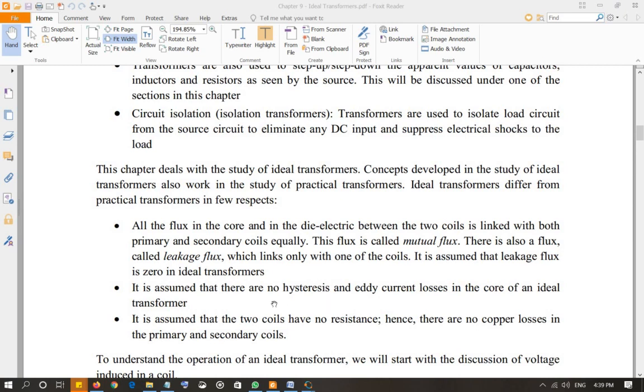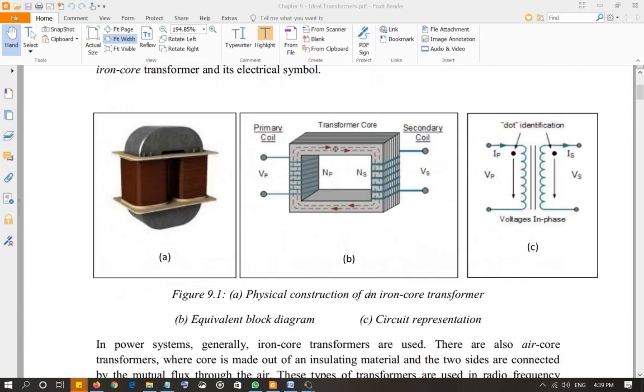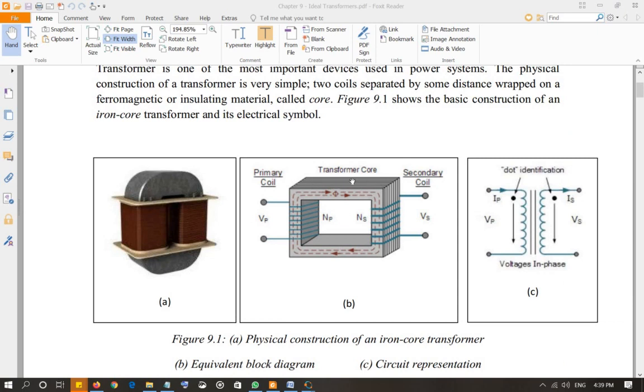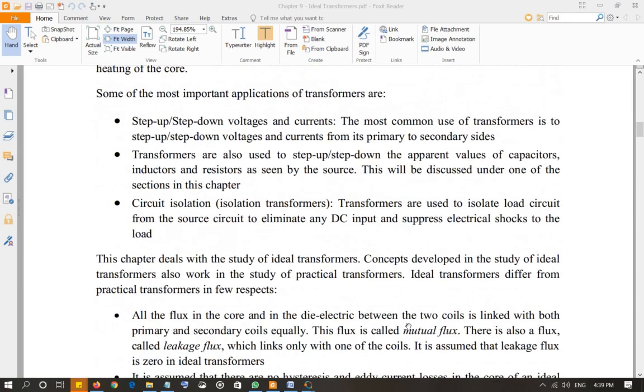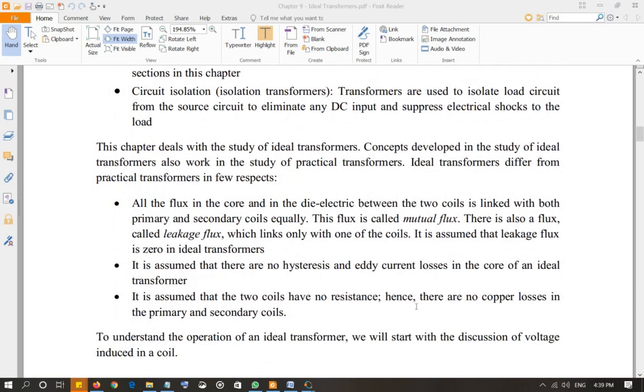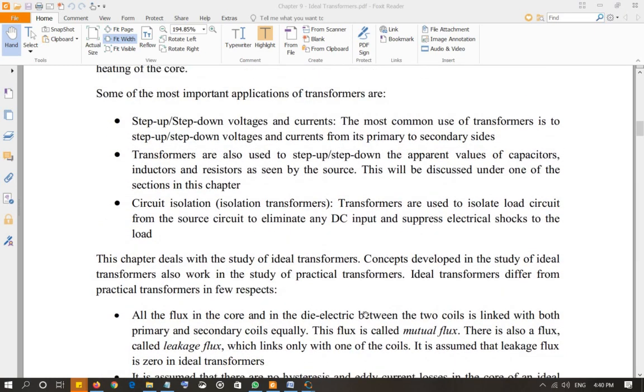We also assume that there are no hysteresis and eddy current losses. As we discussed, there will always be hysteresis losses and there will be eddy current losses. If I go back up and show you, look at the lamination. This laminated iron core is going to reduce the eddy current losses, but for the ideal transformer we assume that they are zero, and we also assume that the primary and secondary coils have no resistance. So these are the fundamental differences between the practical and ideal transformer: these assumptions are valid for an ideal transformer and invalid for a practical transformer.